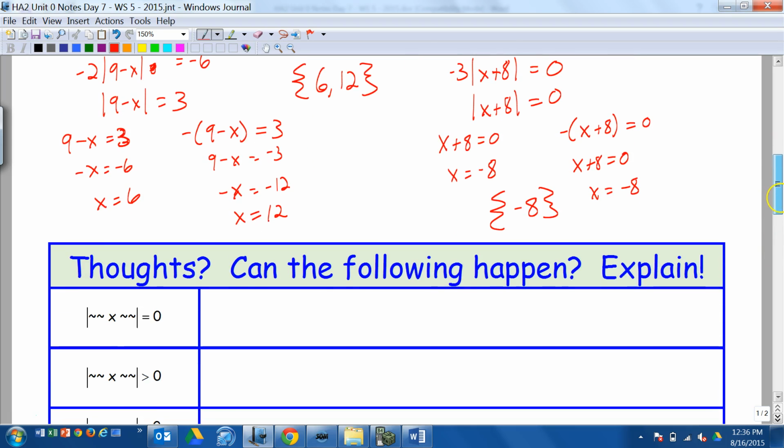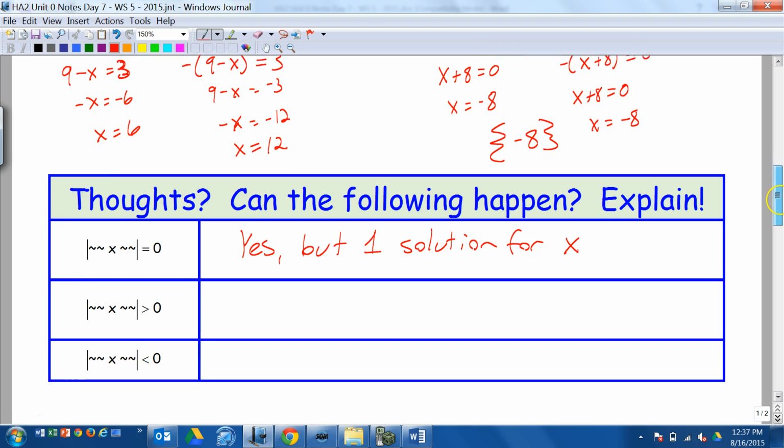So, can the following happen? And we just showed this one. Can you have a bunch of stuff equal to 0? Yes, but there will be one solution, because you can't have a negative and a positive.